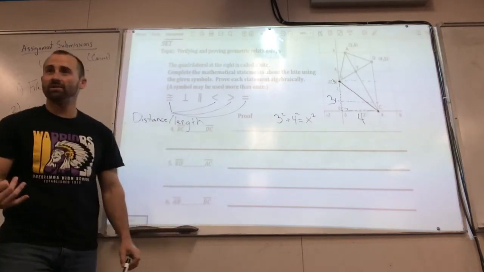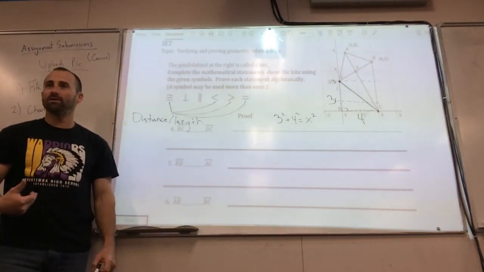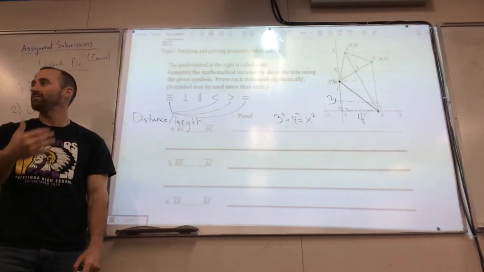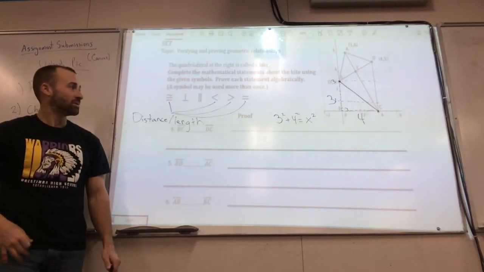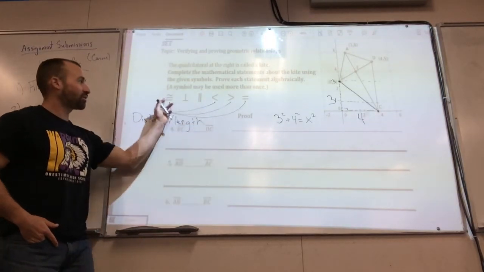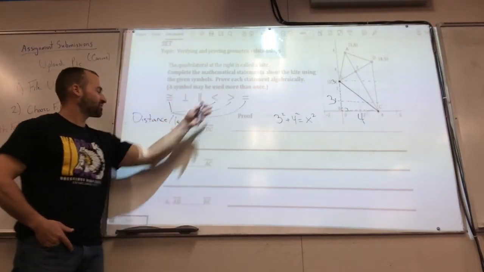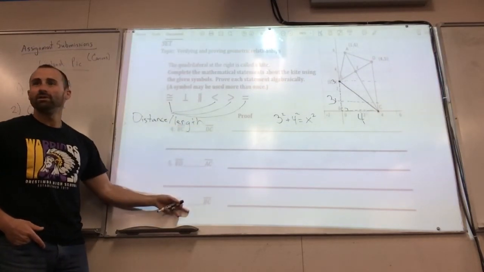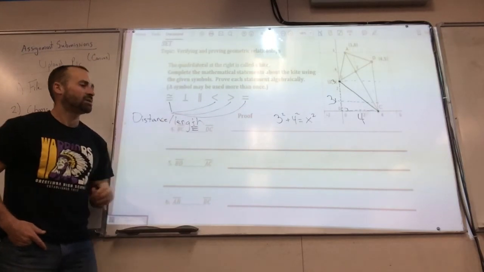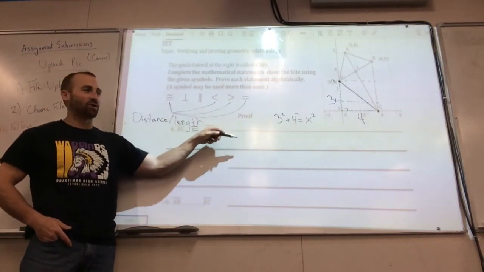The rest of them you do the same way. Use the distance formula, which is basically just making a right triangle and then finding the hypotenuse. That's what you're going to be using in the proof if you're using any of these symbols to fill in the answer. So if you think these two are congruent, you put the congruent sign right here, and then you have to go do the distance formula to prove it.